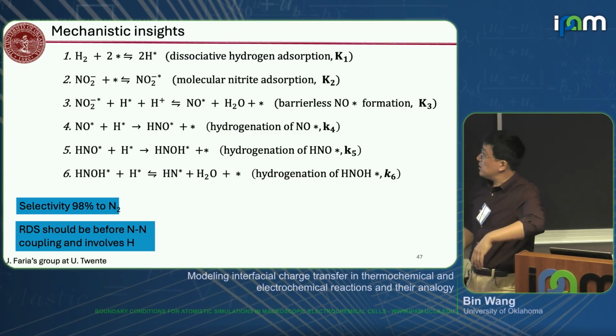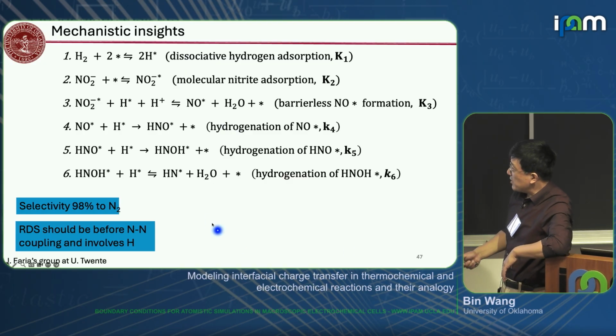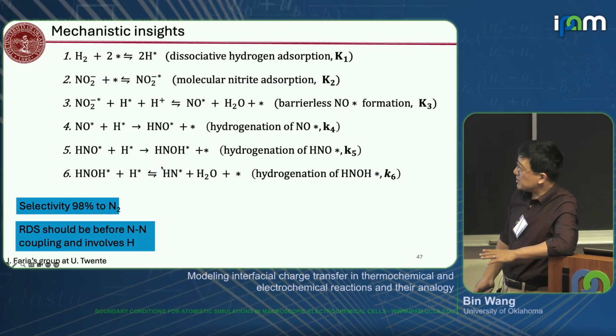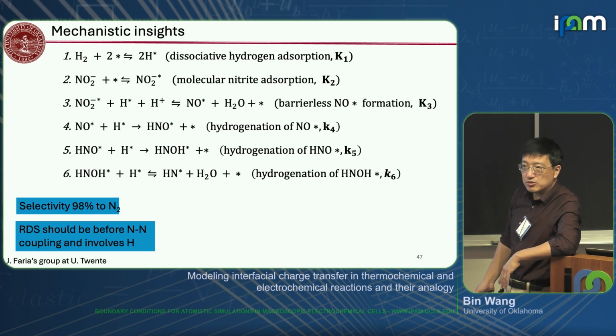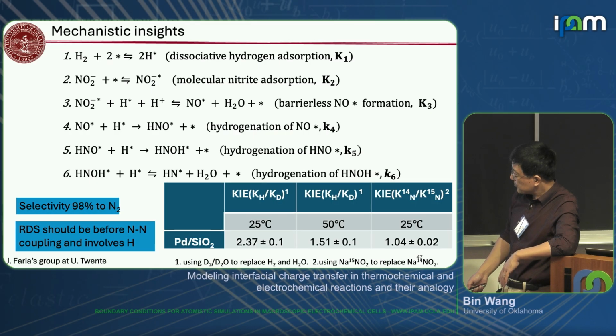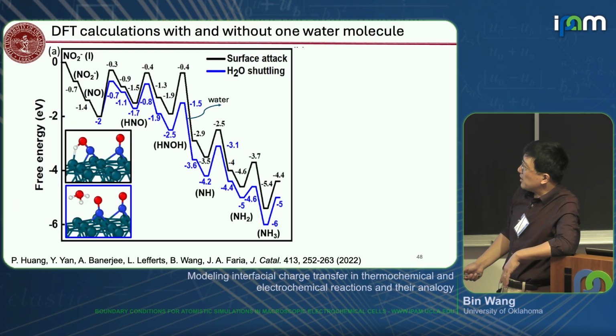So without going into the details of the reaction kinetics, this is the experiment done by Jimmy Faria at the University of Trinity. We can essentially write down the whole set of elementary steps, and then we can derive the Langmuir-Hinshelwood reaction rate and predict which one is the rate determining step, and estimate the rate accordingly. They also measured isotopic experiments. But I don't want to go into the details. I don't want to do calculations instead.